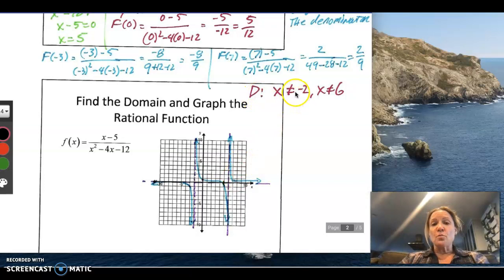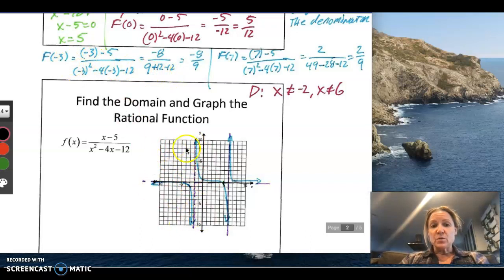Okay, so the domain is going to be all real numbers except when x is negative 2, because there's an asymptote there, and except when x equals 6, because there's an asymptote there. Now, to determine what's happening in different spots, you can plug in numbers.